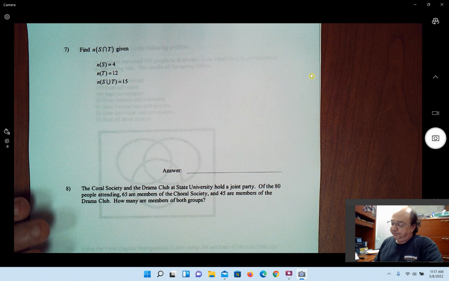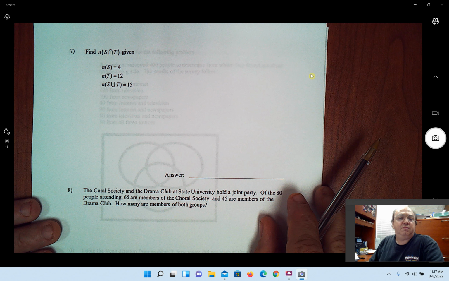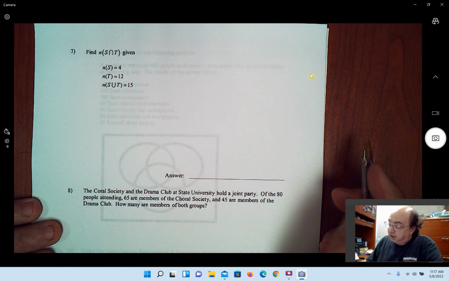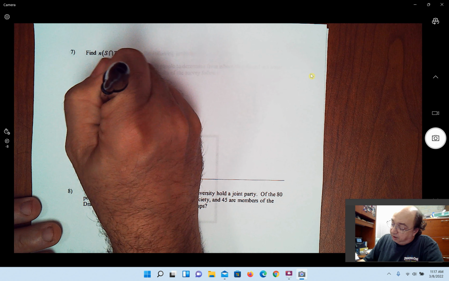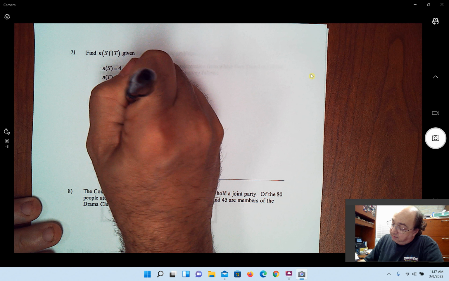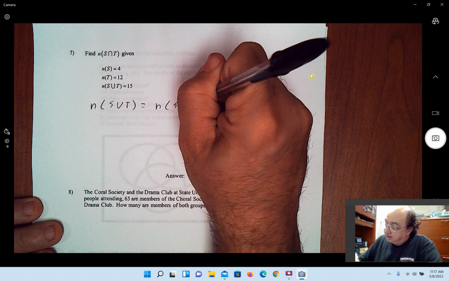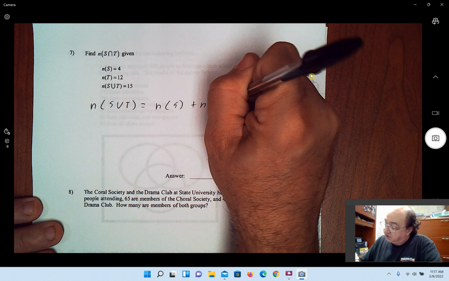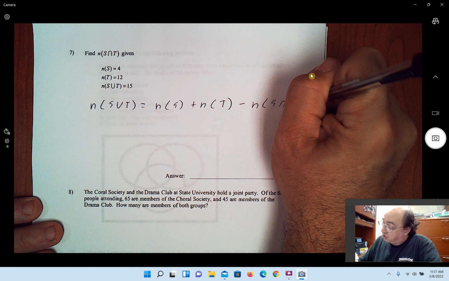Number 7, find the number of items inside the intersection of S and T. So here we're going to use the inclusion-exclusion formula. The number of items in the union is equal to the number of items in the first set plus the number of items in the second set minus the number of items in the intersection.